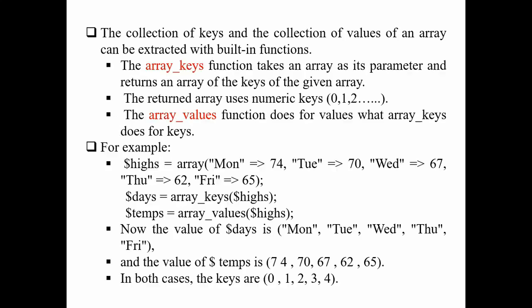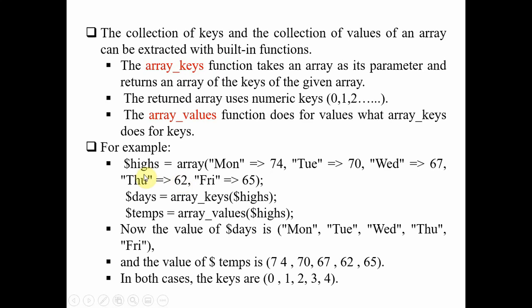Now we have the next type of functions. They are known as the array_keys function and the array_values function. The first function, array_keys, takes an array as its parameter and returns an array of the keys of the given array. So whenever we need to extract the keys of a particular array, we can use the array_keys function. Similarly, whenever we need to extract the values of a particular array, we can use array_values.